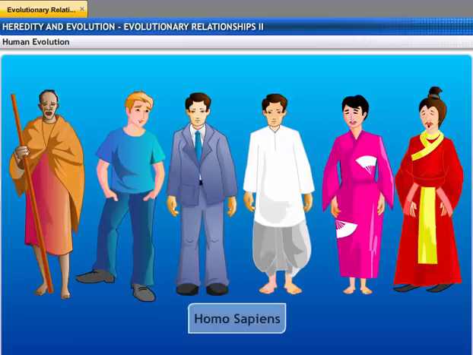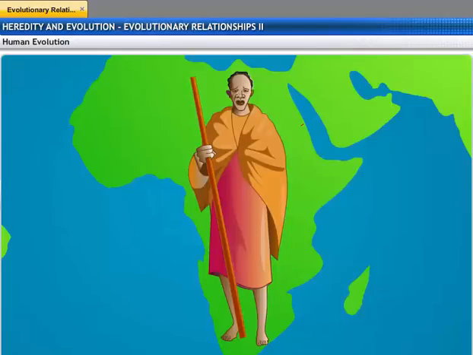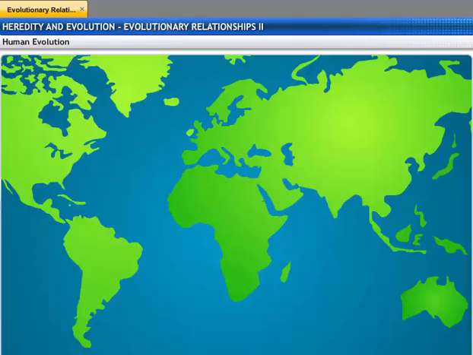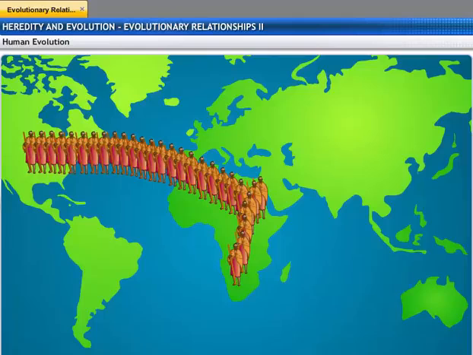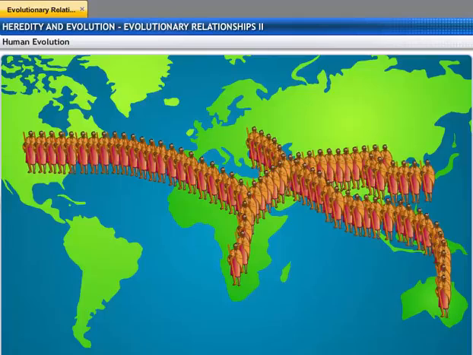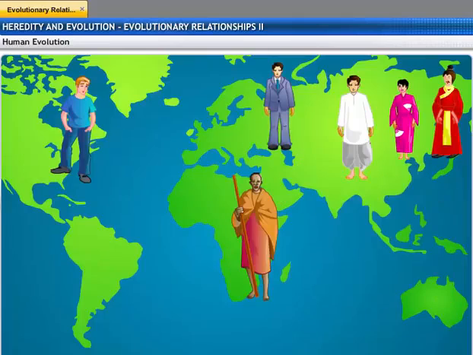All humans are a single species. The earliest members of the human species, Homo sapiens, are traced to Africa. A couple of 100,000 years ago, some of our ancestors left Africa and slowly spread across the planet. It resulted in stopping the gene flow, and over time it led to the evolution of different races.